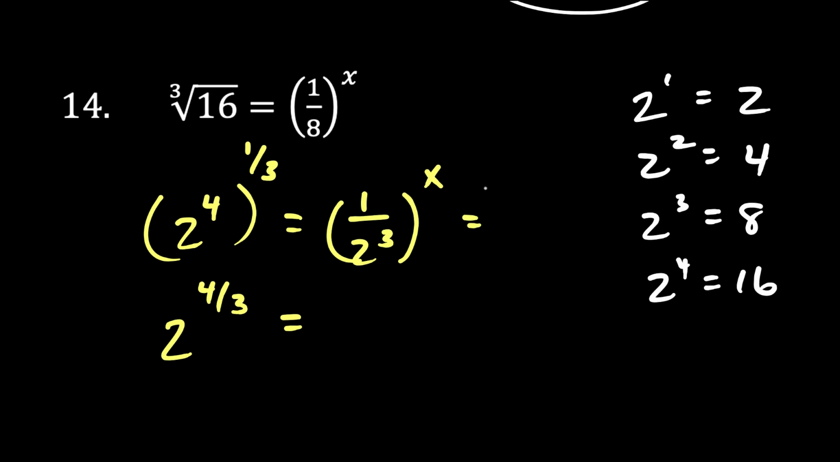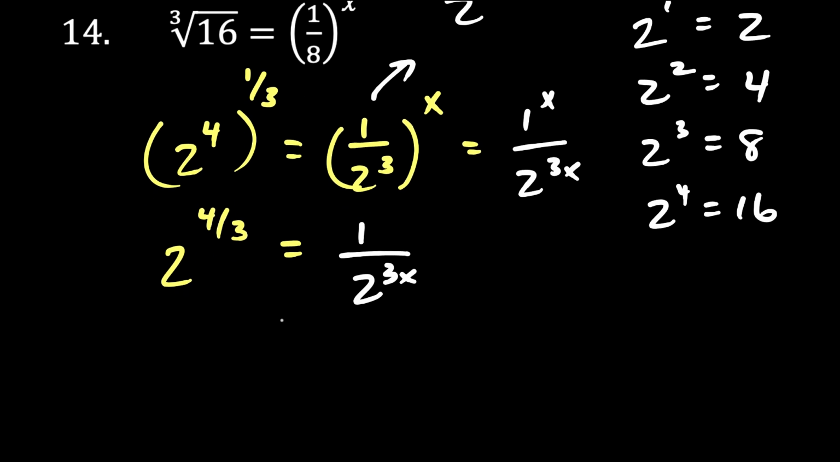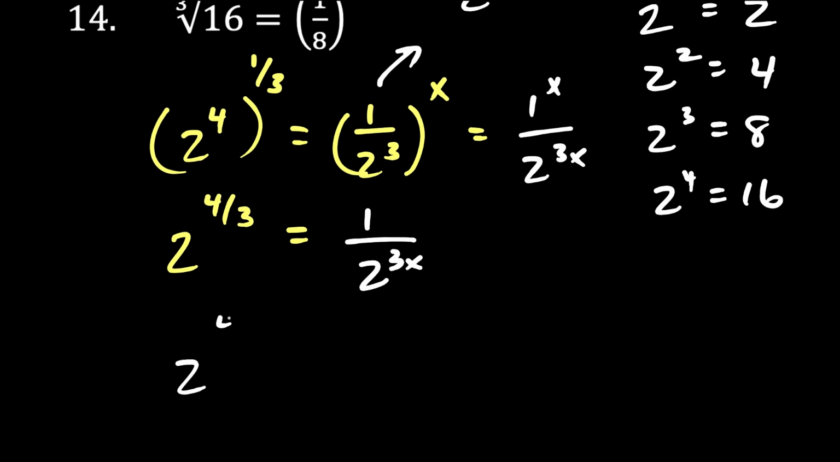1 to any power is always equal to 1. So when you write 1 to the x, we can immediately replace that with just 1 over. And then we have 2 to the third to the x. That's going to be 2 to the 3x. And again, we could have right away rewrote this as 2 to the negative 3. And then power to a power, we get our negative 3x. But I just wanted you to see that. So we have 2 to the 4 thirds equals 2 to the negative 3x.